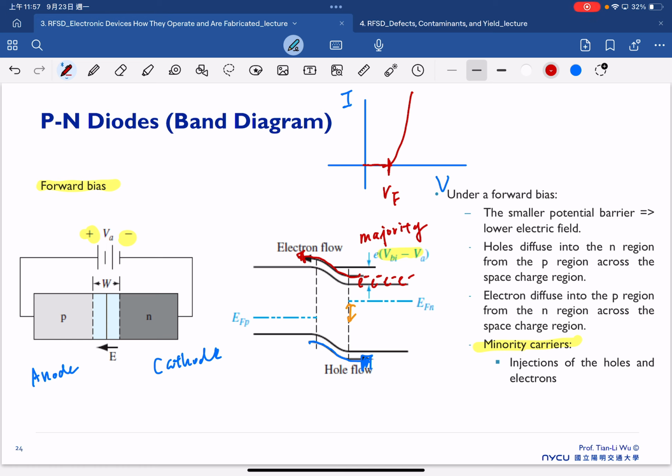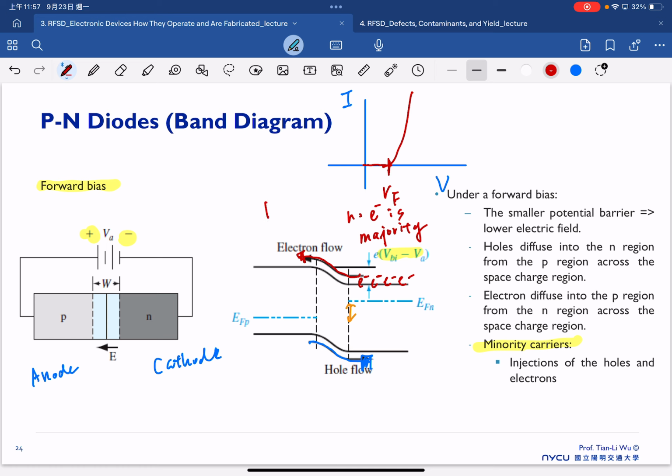So the majority is just a term to describe, in a certain group, which kind of thing takes the major part. So that's what we call the majority: which kind of thing is larger than another kind of thing. So in the N region, what is the majority? For sure, it's electron. So in the N-type region, for sure, the electron is the majority because it's a place full of electrons.